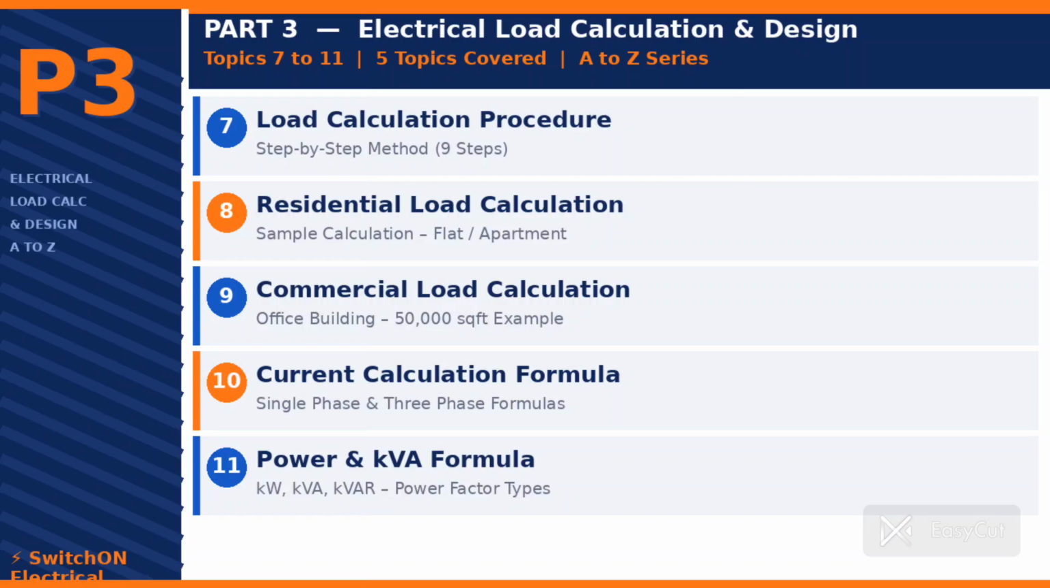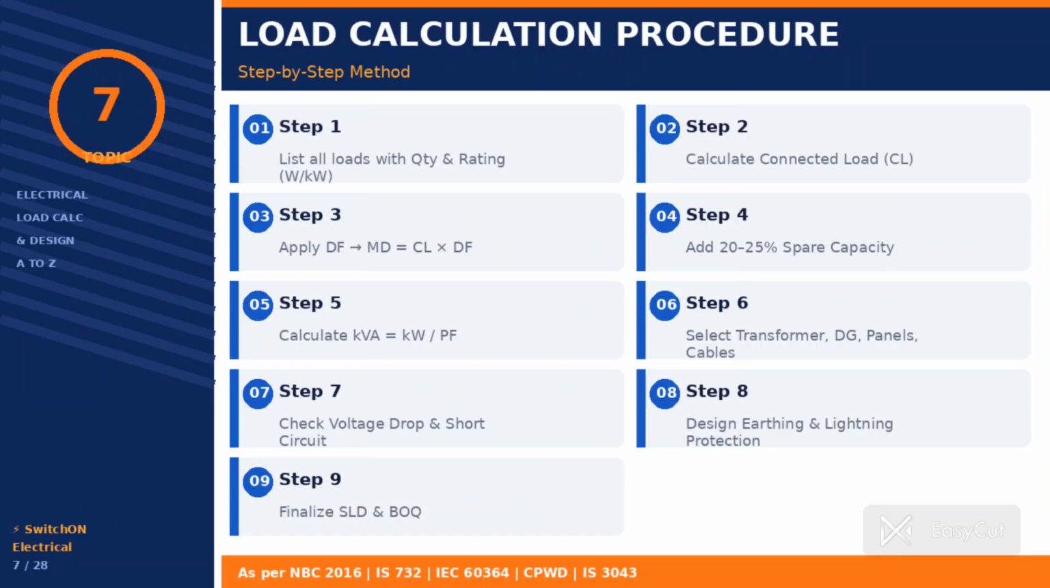Okay. Let me start with the seventh subtopic, that is load calculation procedure. You can see 9 steps are there to finish the load calculation. See one by one. Step 1 is list all your loads with the quantity and rating. If suppose you are doing it for 1 BHK home, you will have light points, fan, fridge, right? Then micro oven.